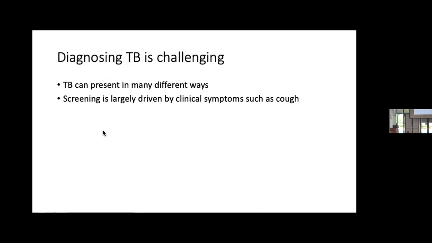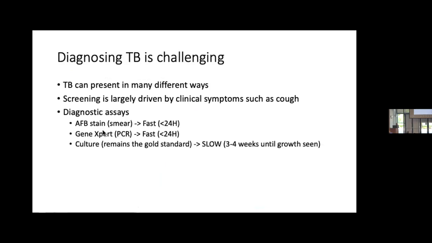And one of the big problems with TB is that screening is in large part driven by clinical symptoms such as cough. And, you know, while we do have diagnostic assays, some of which are relatively rapid, such as an AFB stain or GeneXpert, which is essentially PCR, the gold standard for diagnosis of TB remains culture, and it's slow. So you're talking 3 to 4 weeks in many cases before growth is even seen.